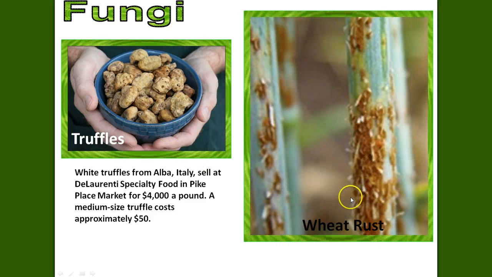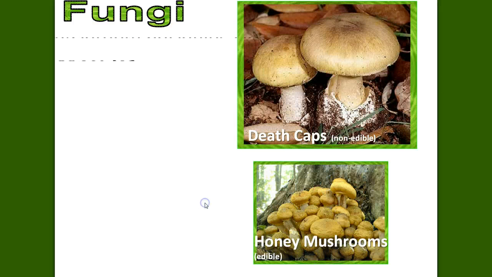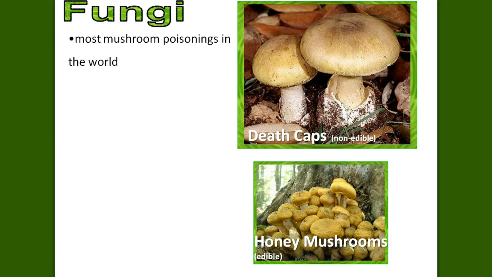Now this is wheat rust. Obviously it's a fungi that's attacking wheat. And it looks like rust, therefore they called it wheat rust. There's other fungi that are good, and then there's some that are bad.